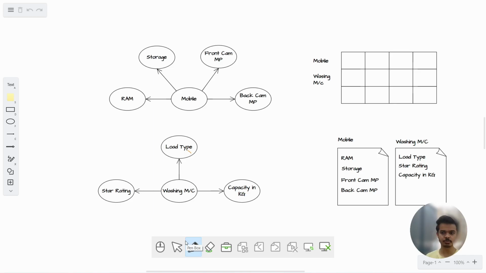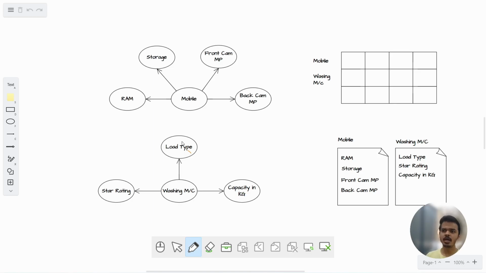Consider the case of a washing machine. What attributes about a washing machine do you need to store? You need to store the star rating: is it a 3 star, 4 star, or 5 star washing machine? You need to store the load type, whether it is front load or top load. You need to store the capacity of the washing machine, whether it is 3 kg, 4 kg, 10 kg, 7 kg, whatever kind of washing machine it is, right?